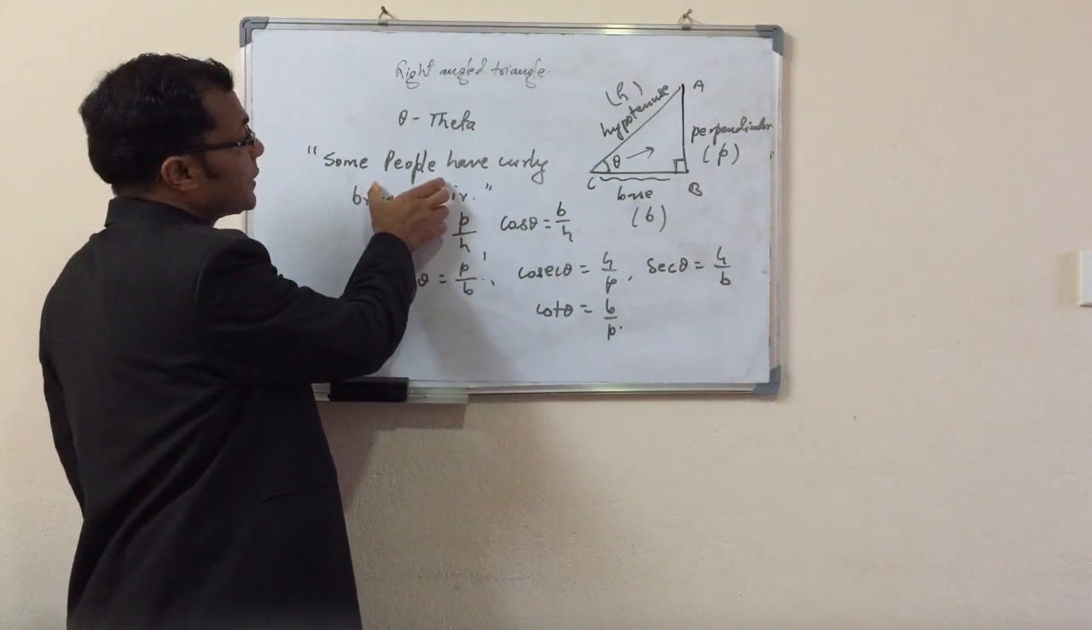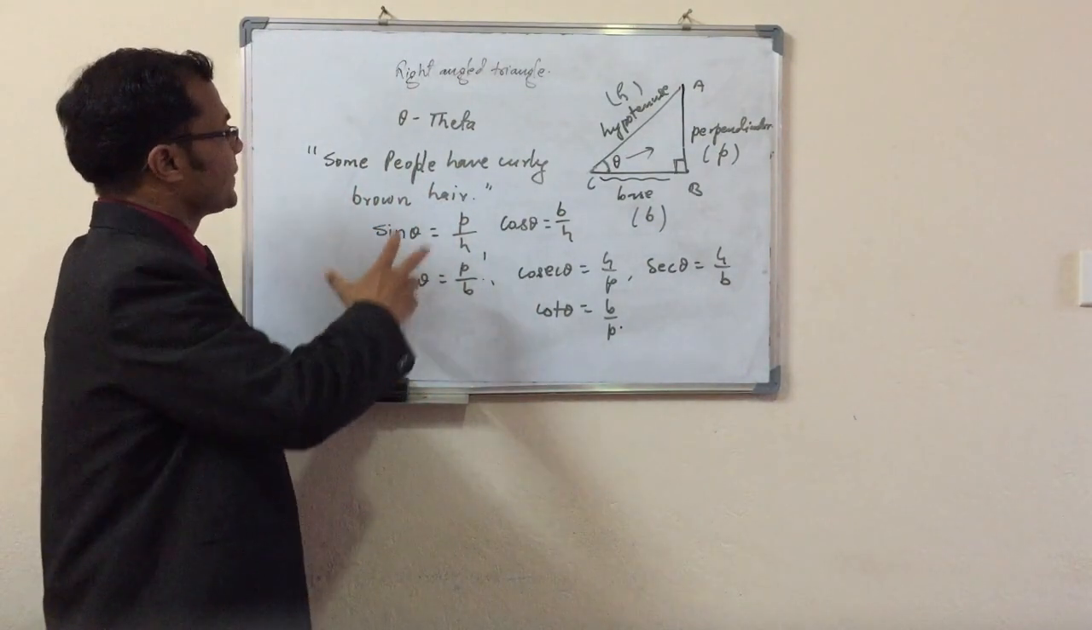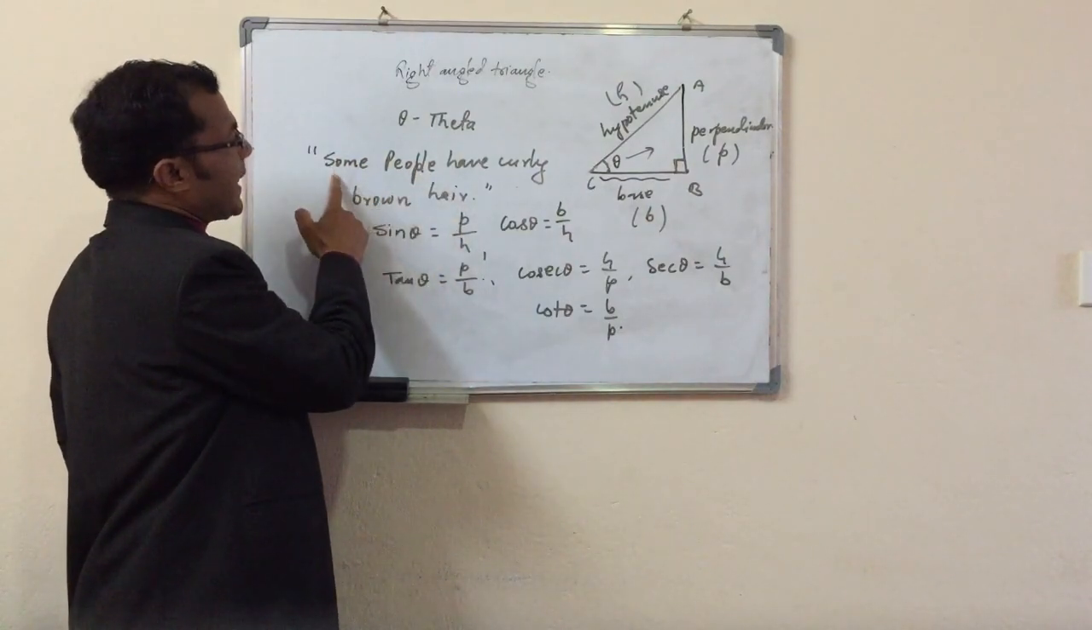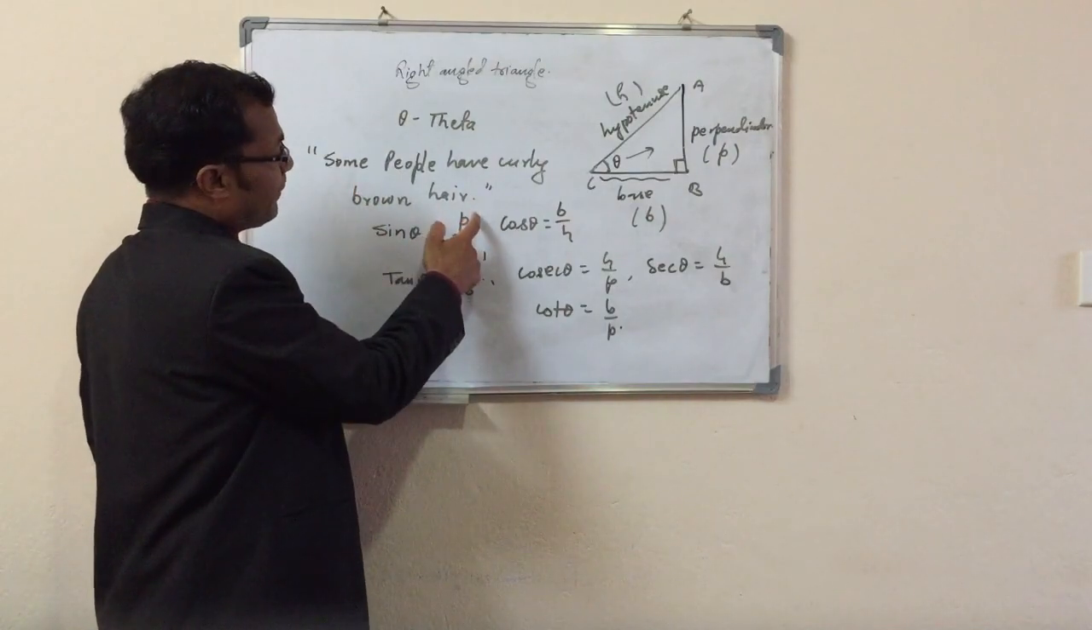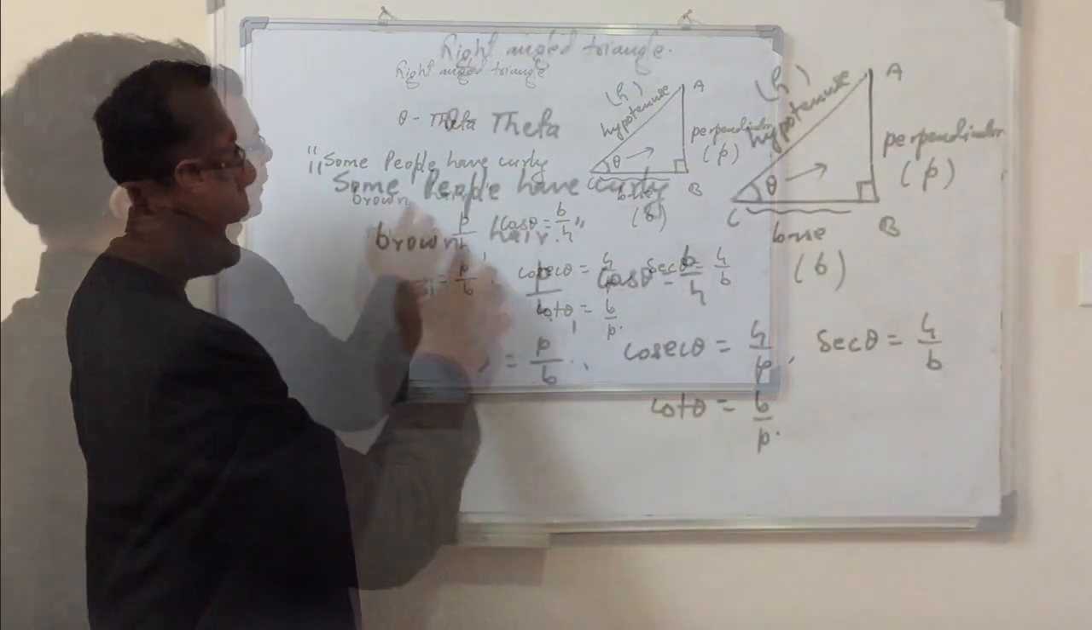So how does this sentence work here? See, Some People Have: sine is perpendicular by hypotenuse. It's very clear. Sine means perpendicular by hypotenuse. Curly Brown Hair.